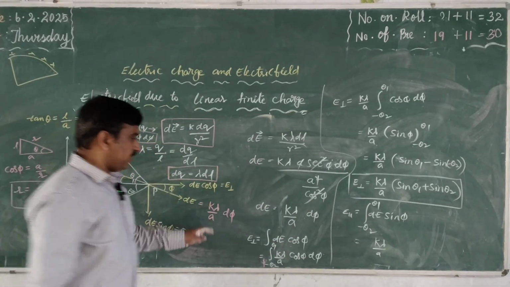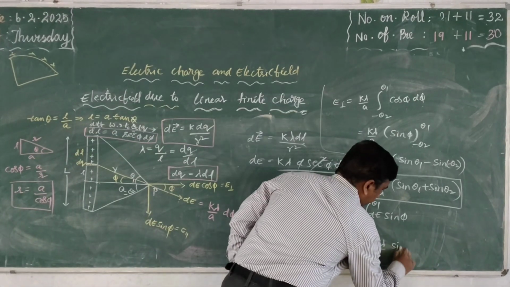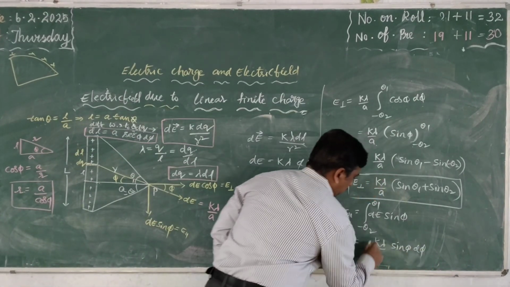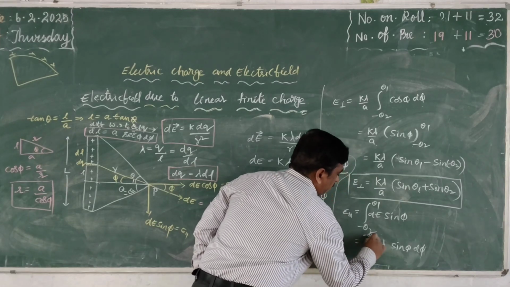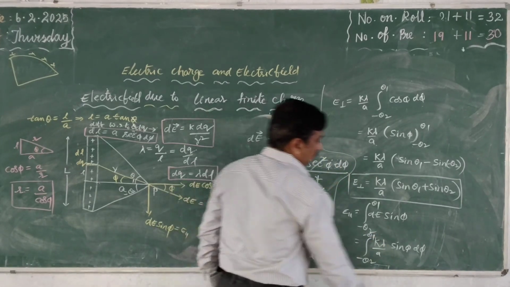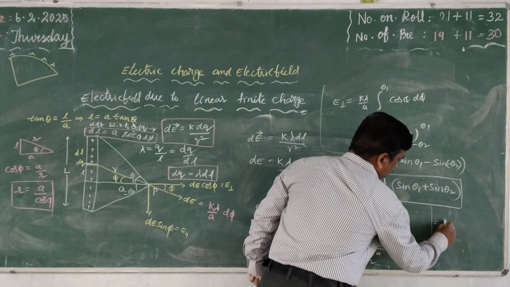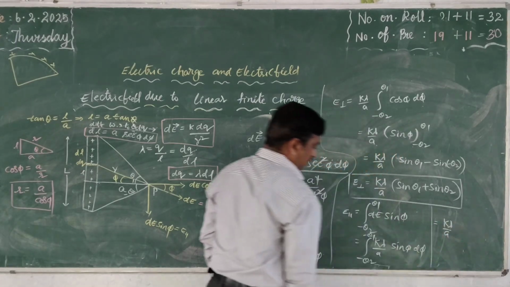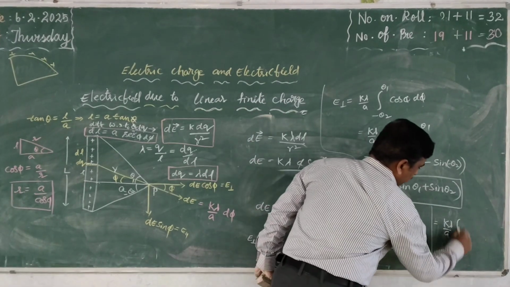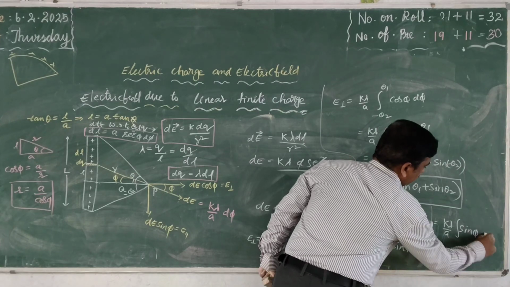Here k lambda by a, d phi. So it means sin phi d phi. The integral runs from minus theta 2 to theta 1. k lambda by a is outside, we can write it as a constant. So it means the integral of sin phi d phi.